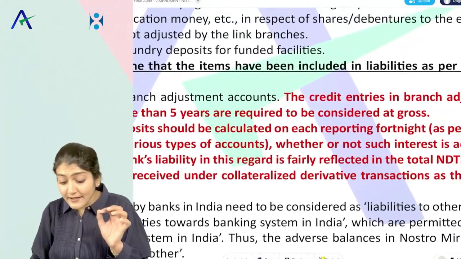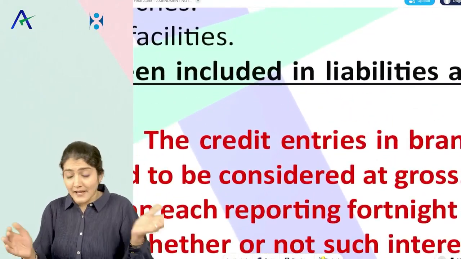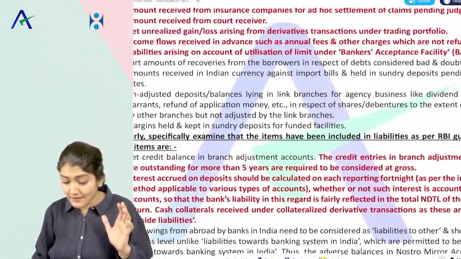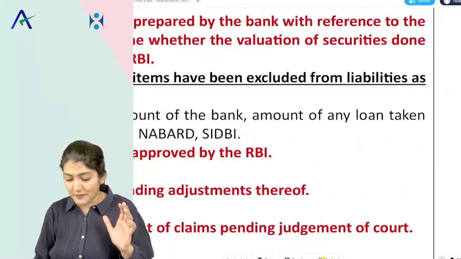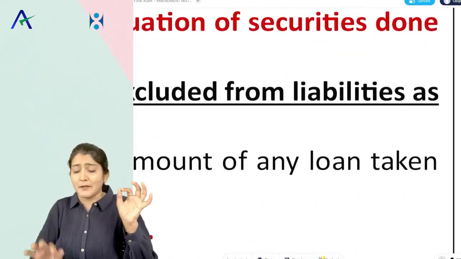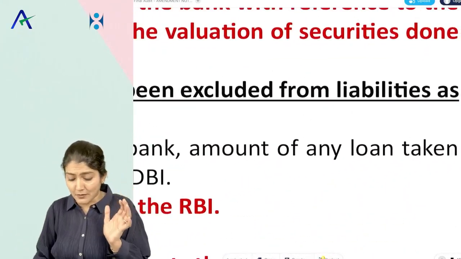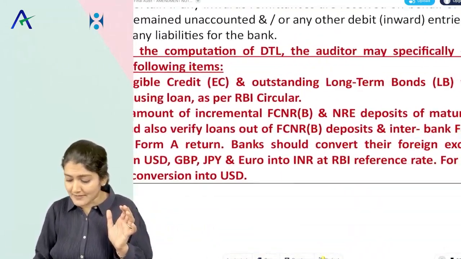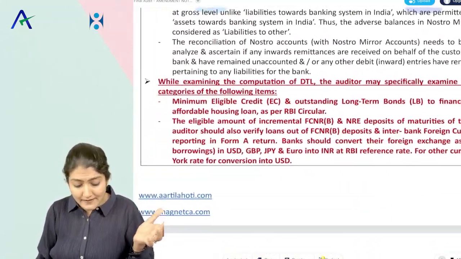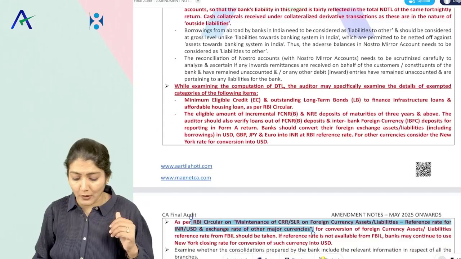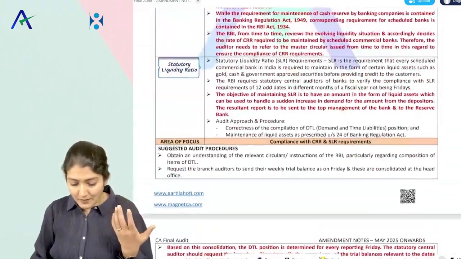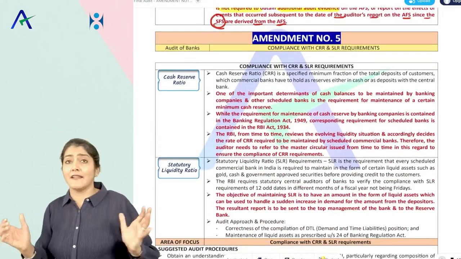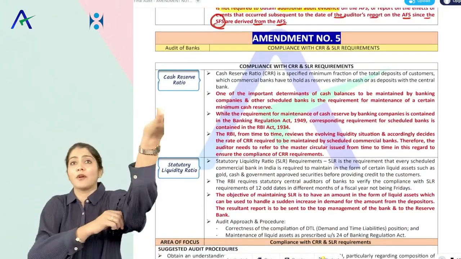What is to be included in the liabilities, and also examine what has to be excluded from the liabilities. Did you notice that? Included in the liabilities, and also excluded from the liabilities. And then they've also added a third list now, which is the exempted categories of the following items. Okay, right. So with that, let us go through the entire discussion regarding the CRR and the SLR requirement in the bank audit chapter.